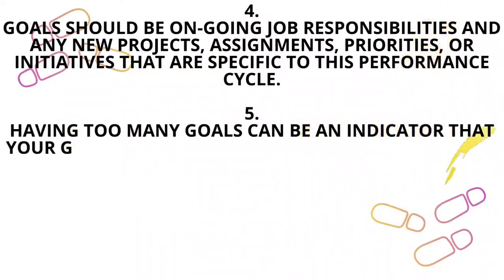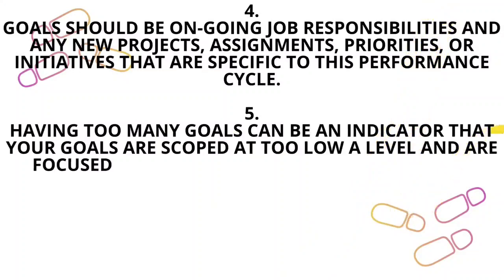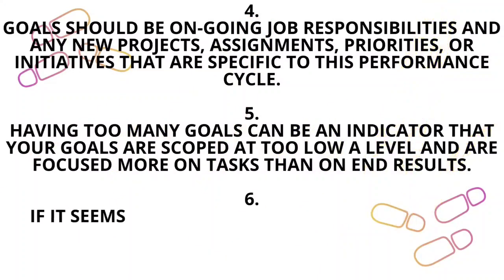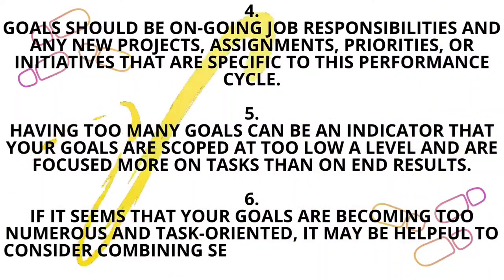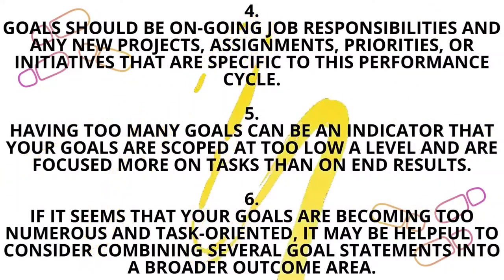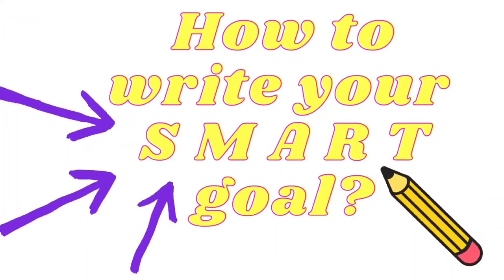Number 5. Having too many goals can be an indicator that your goals are scoped at too low a level and are focused more on tasks than on end results. Lastly, if it seems that your goals are becoming too numerous and task-oriented, it may be helpful to consider combining several goal statements into a broader outcomes area.